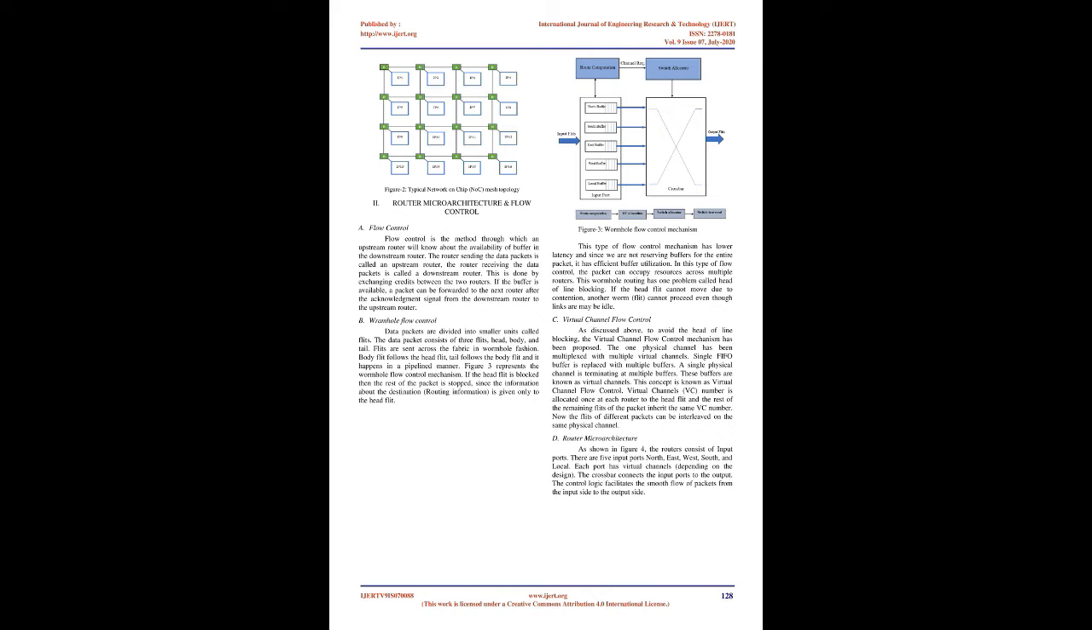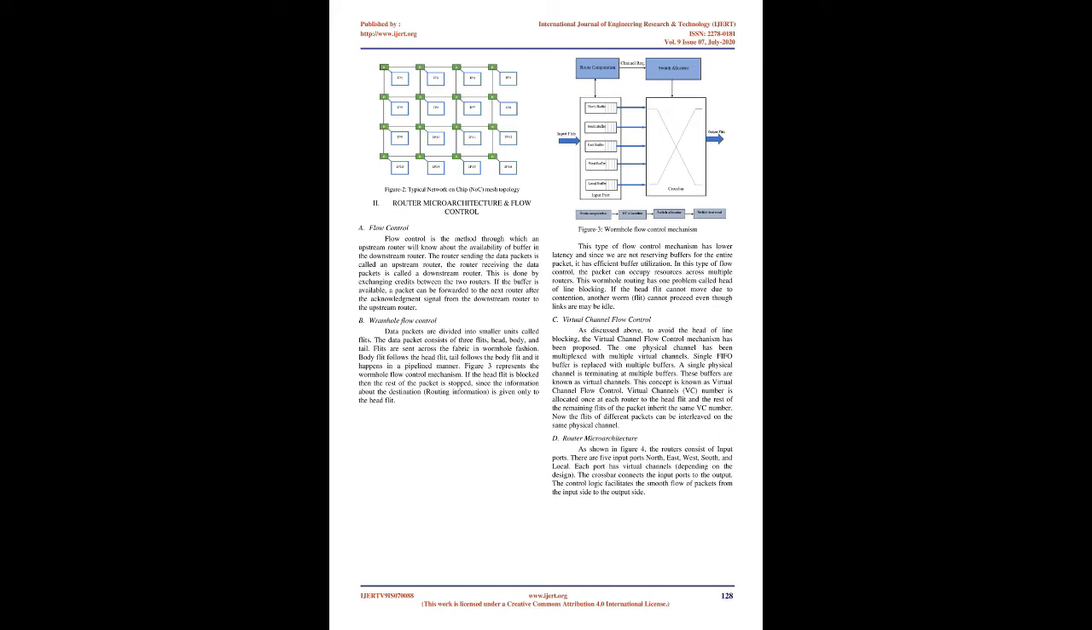If the head flit is blocked then the rest of the packet is stopped, since the information about the destination, routing information, is given only to the head flit. This type of flow control mechanism has lower latency and since we are not reserving buffers for the entire packet, it has efficient buffer utilization. In this type of flow control, the packet can occupy resources across multiple routers. This wormhole routing has one problem called head-of-line blocking. If the head flit cannot move due to contention, another worm, flit, cannot proceed even though links may be idle.